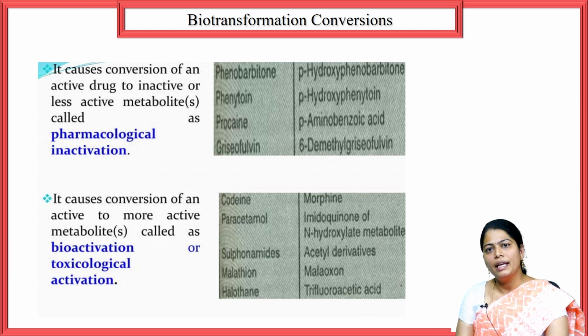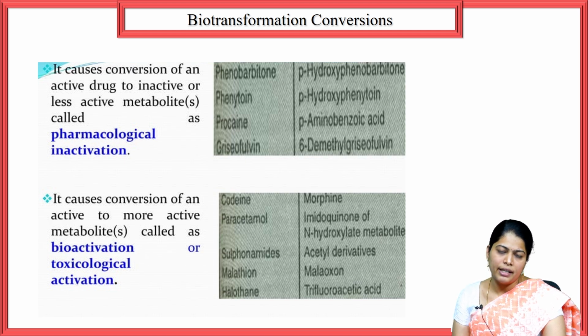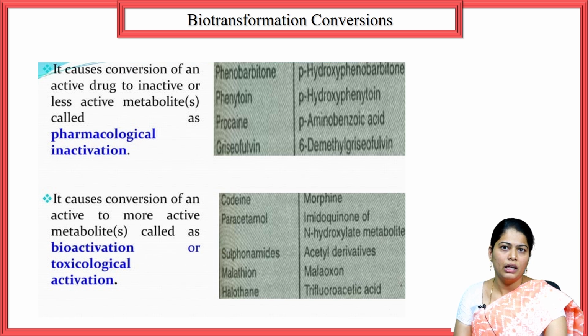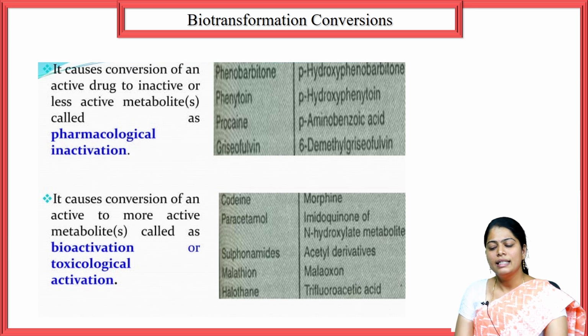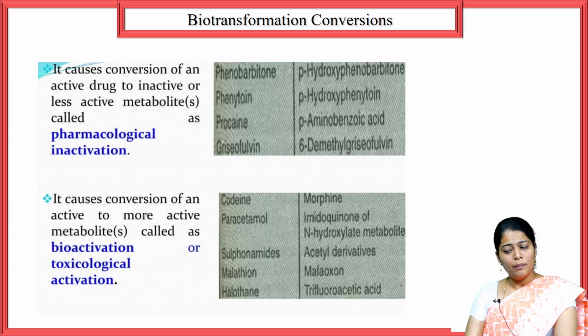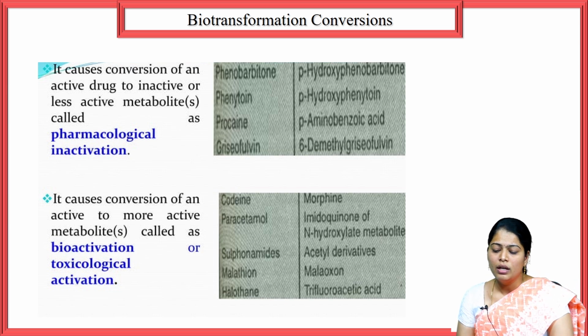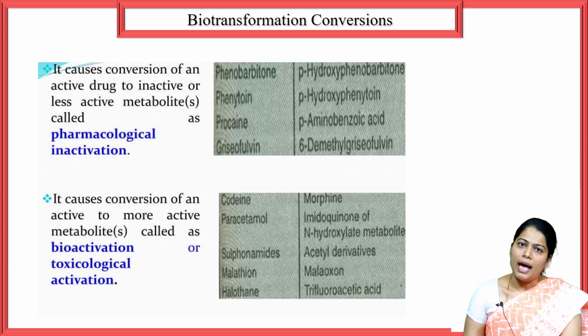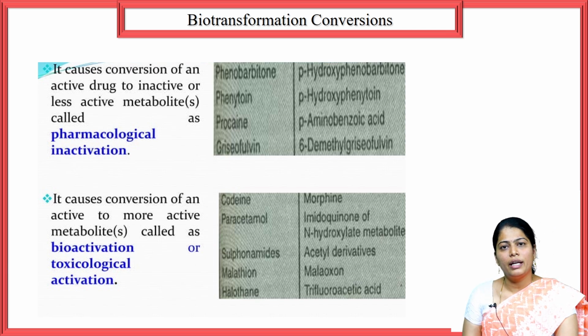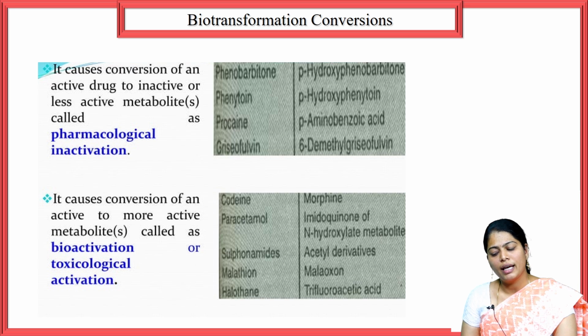So when we take any drug into the body, it enters the blood circulation, shows its mechanism of action, and goes to the liver for metabolism. Here the active component is converted into an inactive component, which we call pharmacological inactivation. See here the examples: phenobarbital, an active moiety, converted into para-hydroxyphenobarbital; phenytoin, active form, converted into para-hydroxyphenytoin; procaine to para-aminobenzoic acid; and griseofulvin to 6-desmethyl griseofulvin.